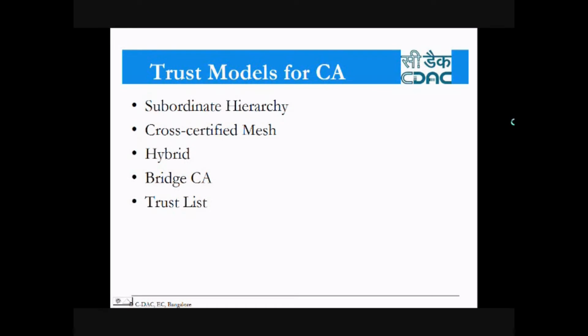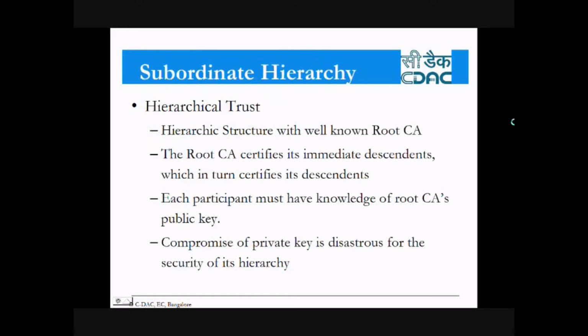So there are a couple of other models which are followed for establishing the trust. One is a subordinate hierarchy, another is a cross-certified mesh, hybrid, bridge CA, trust list. Let us look at these one by one. First and important is the hierarchical trust. In the hierarchical trust model, there exists something called a root certifying authority who is at the top of the hierarchy.